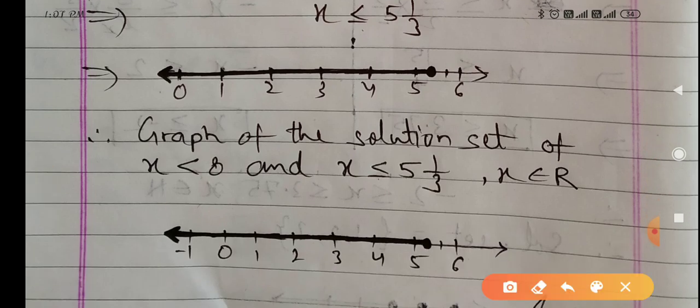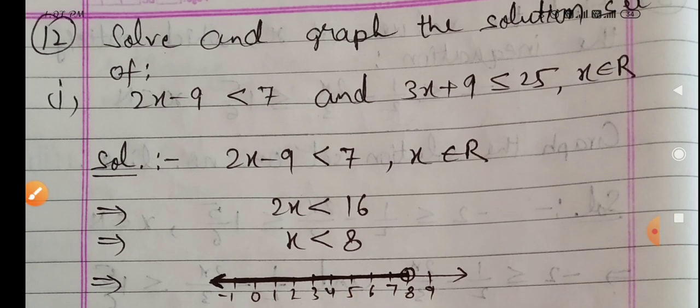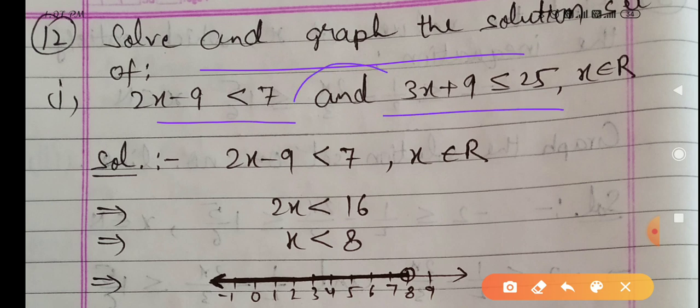So now you have made the graph of both the inequations, but here you can see, solve and graph the solutions of this and this. And is coming. And means you have to take the common portion of both inequations. And for that common portion you have to make the graph. One more time I am telling you, if and comes between two inequations, and is given in the question, then you have to make the graph of the common values of both inequations.